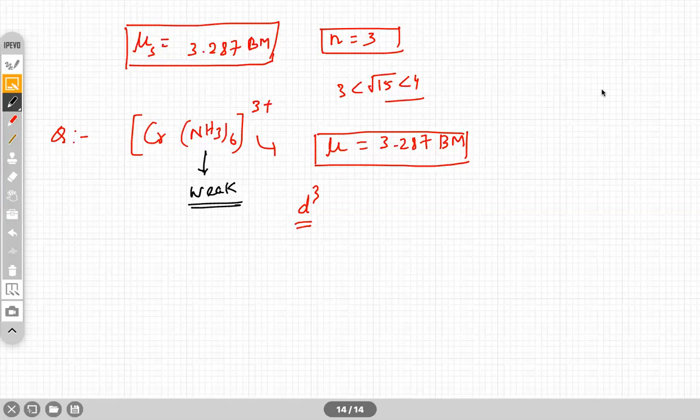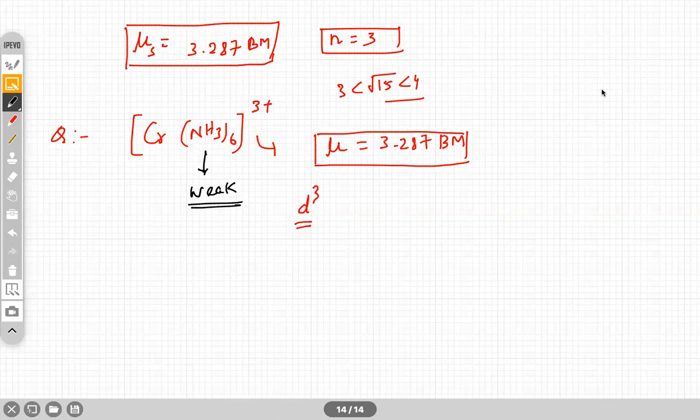And the major drawback is that it could not explain the color of the complex, what color the complex shows. This also could not be explained by valence bond theory. That's why we got a new theory after this, which we call crystal field theory. With crystal field theory, we can find out the color of the complex. Obviously, we cannot do it theoretically because we need to know the wavelength of each color. So the color thing you have to memorize.